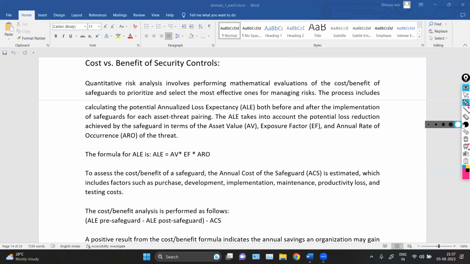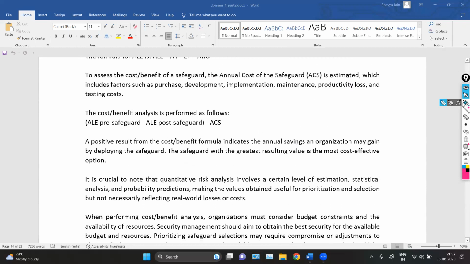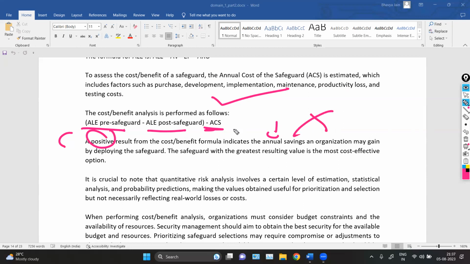So now we have the formula for cost benefit analysis: ALE before applying the safeguard, minus ALE after applying the safeguard, minus ACS. A positive result from the cost benefit formula indicates the annual saving an organization may gain by deploying the safeguard. If the result is positive, then you can apply the safeguard. If the result is negative, you cannot apply the safeguard, because the cost of your safeguard is greater than the value of your asset.